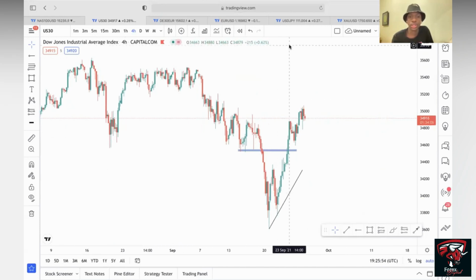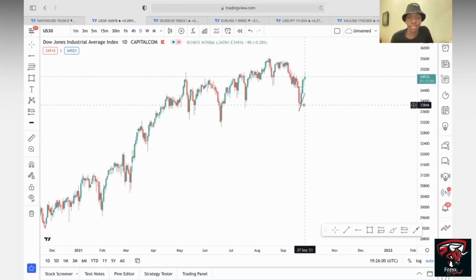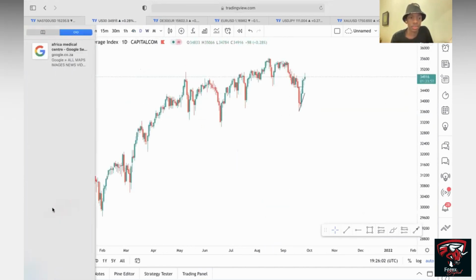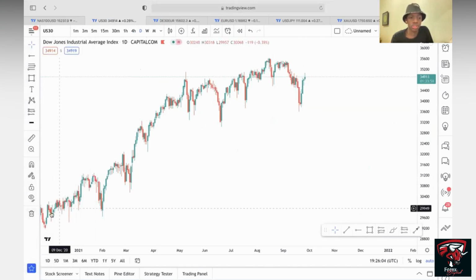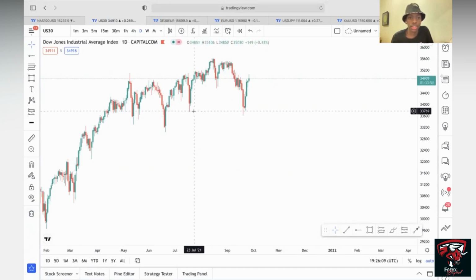But looking at US 30 now, let me go straight to daily and just analyze this quickly. Okay, US 30, you can see actually had a double bottom.